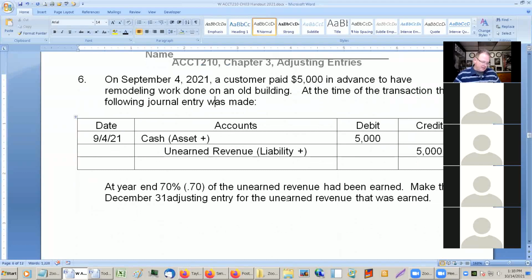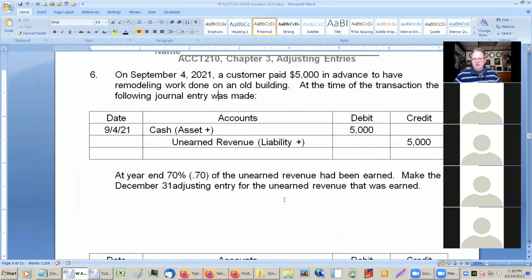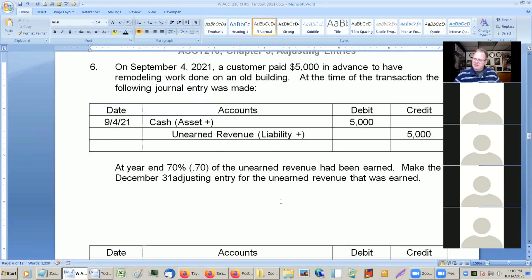Oh, here's a mathy thing for us. I think there's a problem in the book that's similar to this. We got the 5,000 of unearned revenue, a customer deposit, or whatever we want to call it, of $5,000. At year end, 70% of the unearned revenue had been earned, so we have to take 70% of this. It's a little bit more mathy.